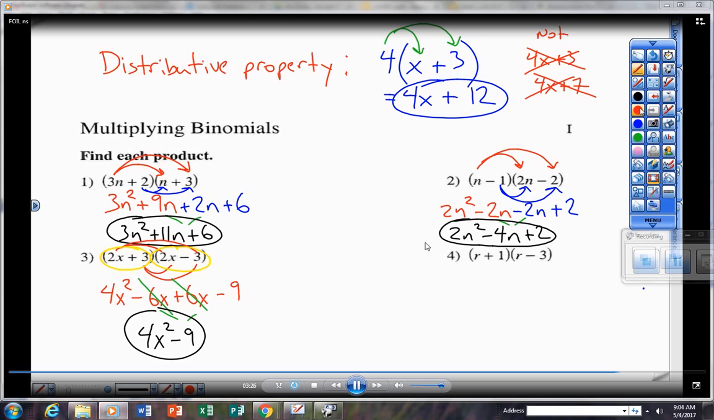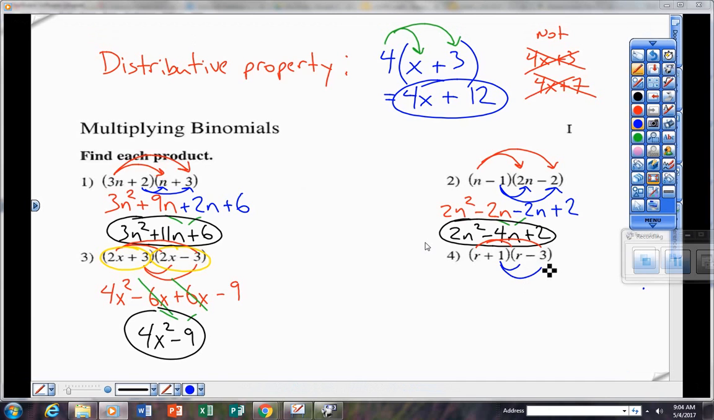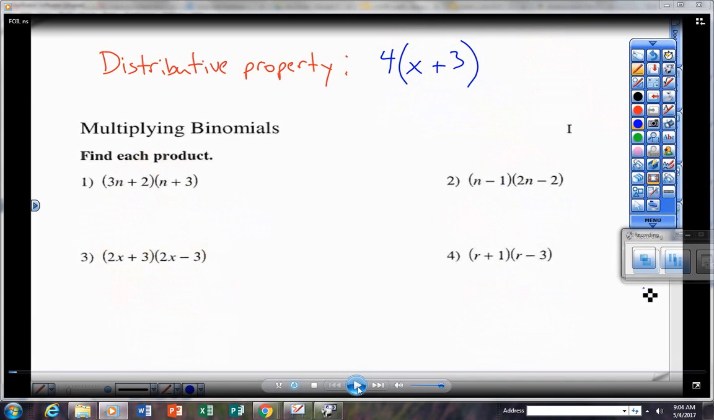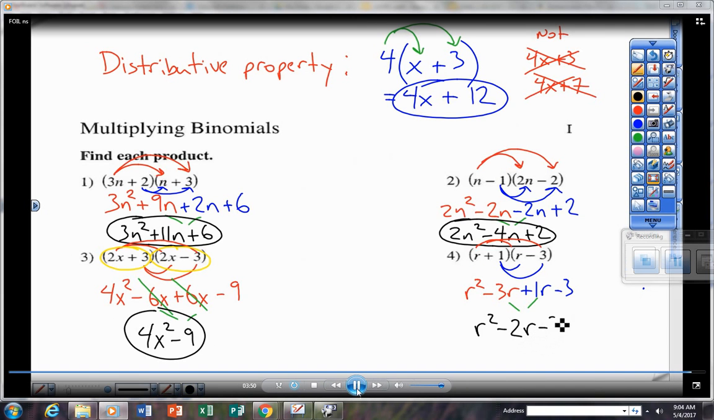R times R, and then R times negative 3. 1 times R, and then 1 times negative 3. R times R gives me R to the second power. R times negative 3 gives me negative 3R. 1 times R gives me 1R. And then 1 times negative 3 gives me negative 3. Combine my two like terms in the middle. Negative 3 combined with positive 1, one of those negatives cancels away. I'm sorry, so I will get negative 2R in the middle minus 3.